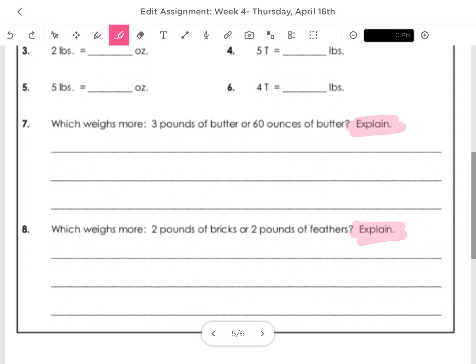Or just think about it in a different way. Like this one says, which weighs more? 2 pounds of bricks or 2 pounds of feathers? Think about that one. That one is trying to trick you.